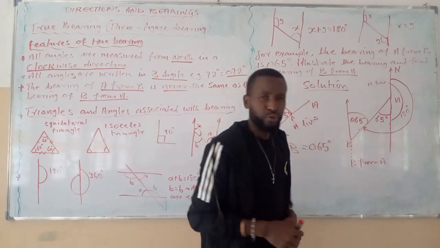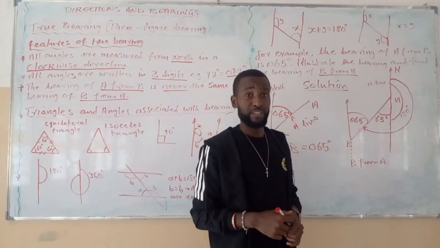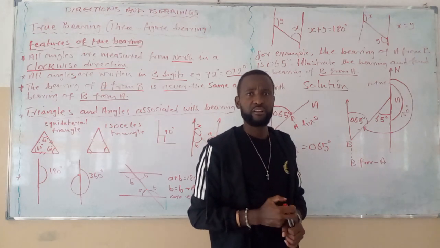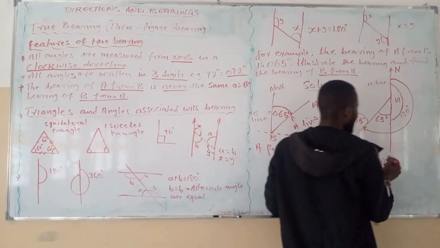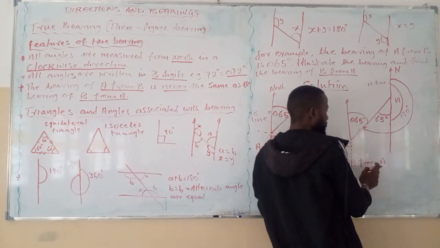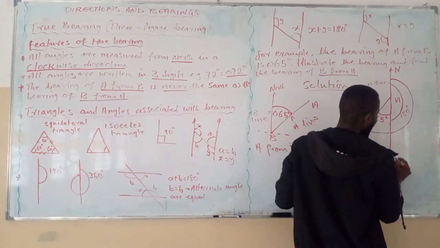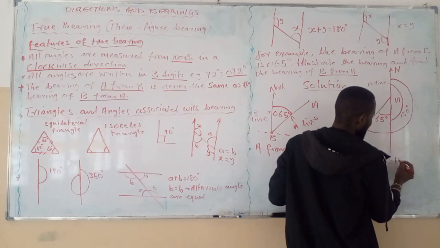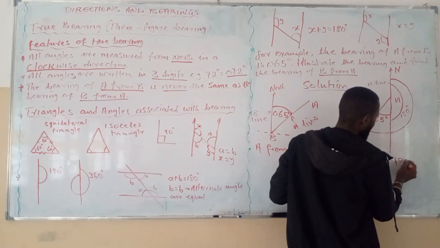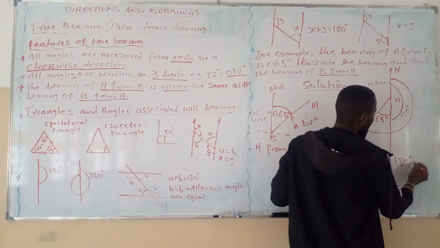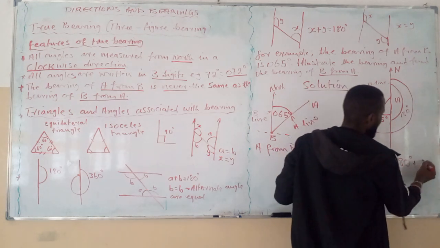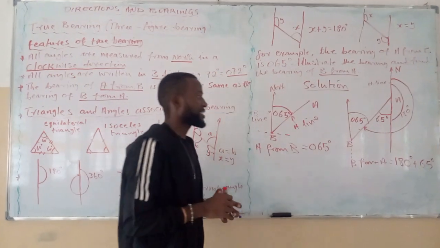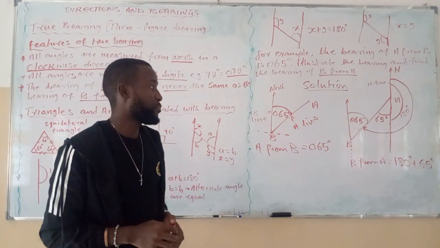So what do you think we'll do now? We are going to add the two angles. Let's add the two angles. So we are saying that the bearing of B from A is equal to 180 degrees plus 65 degrees. 180 plus 65 degrees. That will be the bearing.